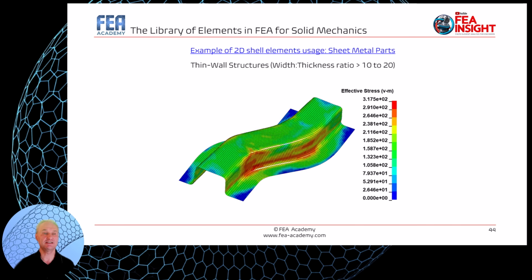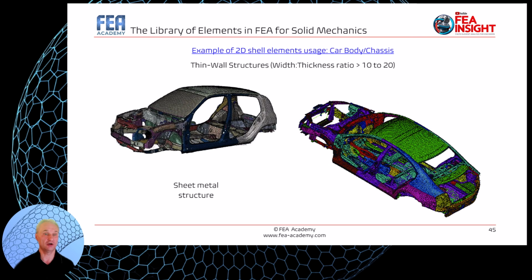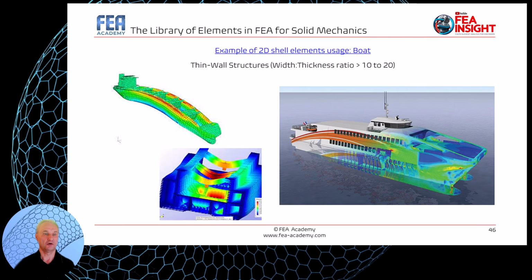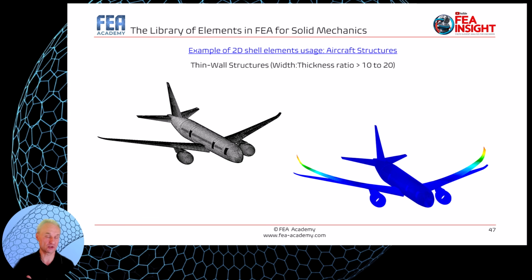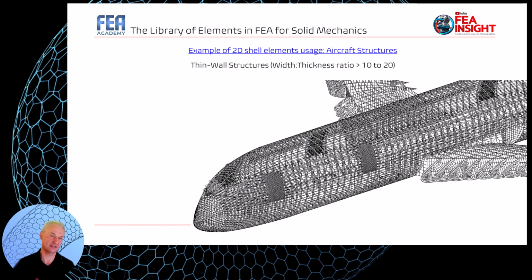So here is the illustration of usage of shell elements for a sheet metal part or a car body chassis, or here for a boat. Again, it's a thin wall structure with width to thickness ratio greater than 10 to 20. An aircraft structure, and you see here a detail of an aircraft structure without the outer skin, where even the internal elements of the structure are modeled using 2D shell elements.